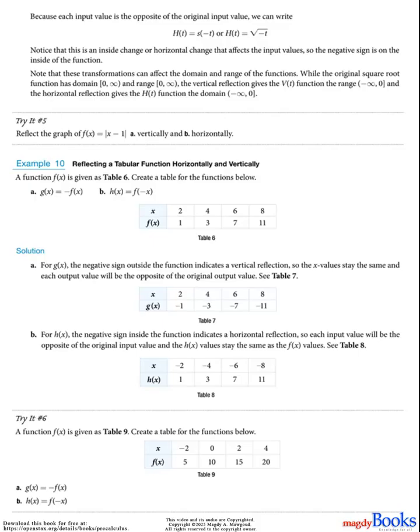Try it number 6. A function f(x) is given as Table 9. Create a table for the functions below. Table 9. For x equals -2, f(x) is 5. For x equals 0, f(x) is 10. For x equals 2, f(x) is 15. For x equals 4, f(x) is 20. a. g(x) = -f(x). b. h(x) = f(-x).